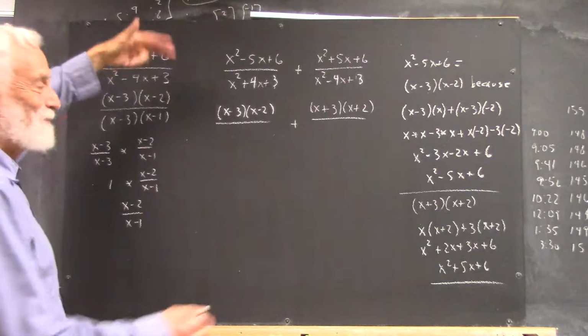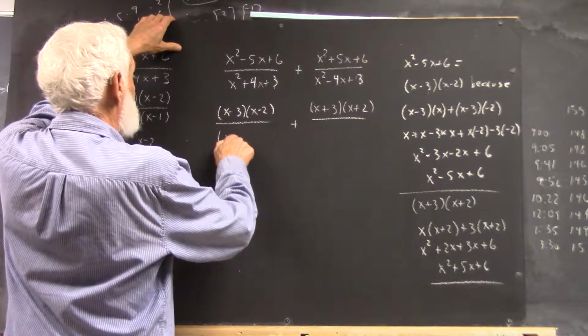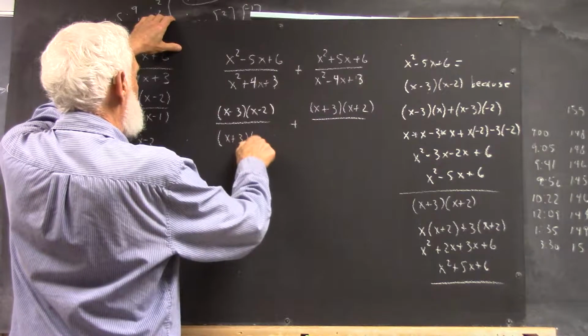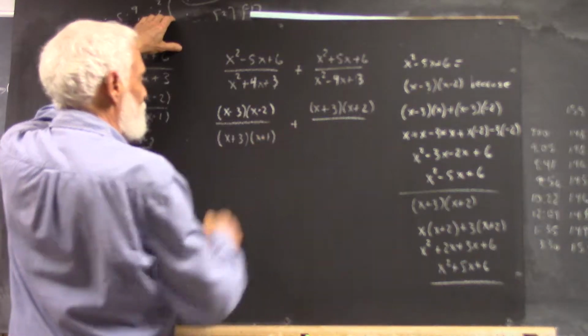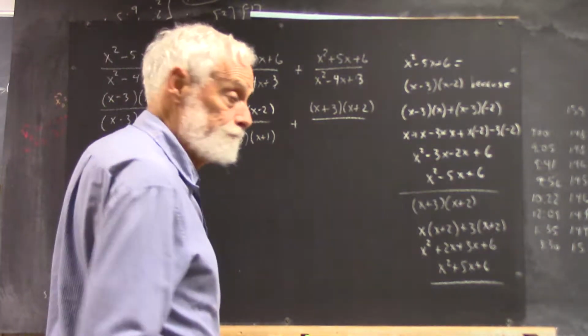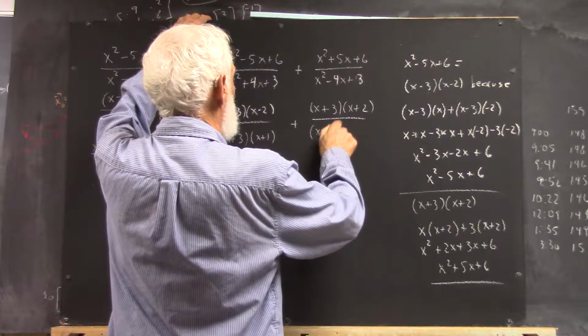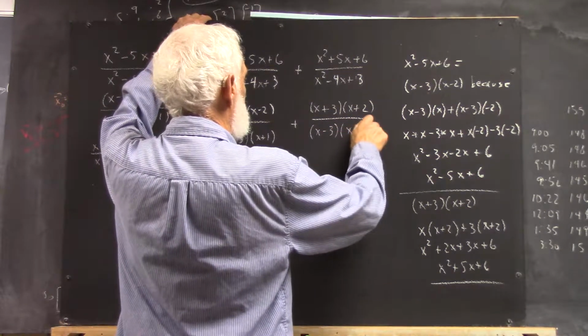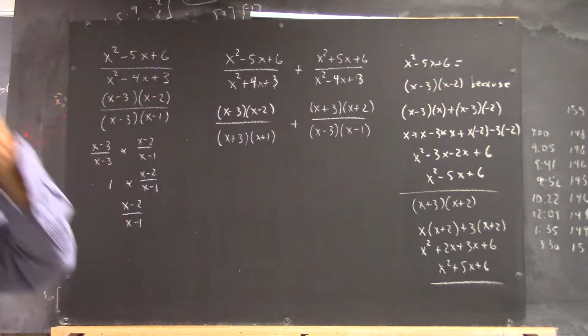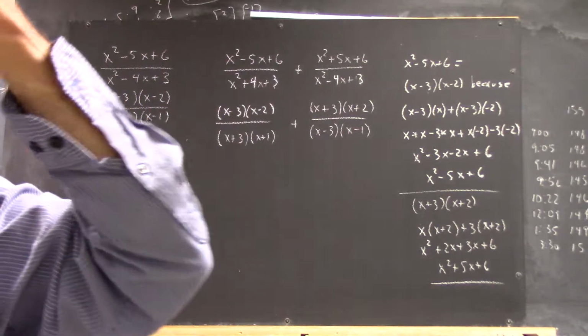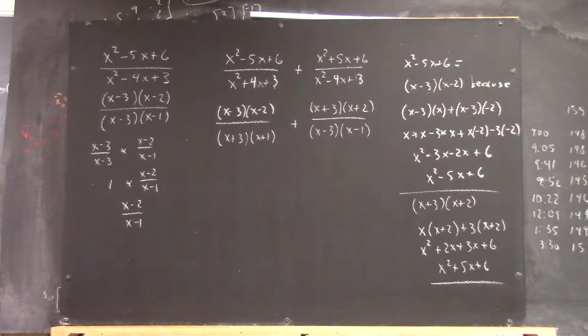Okay, anyhow, we get here x plus 3 times x plus 1. And you verify that, okay? And over here, you get x minus 3 times x minus 1.